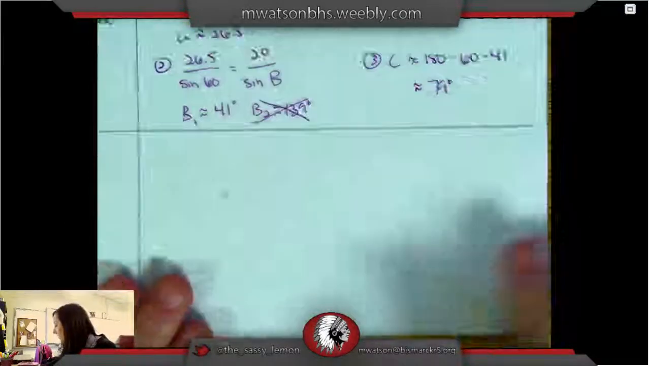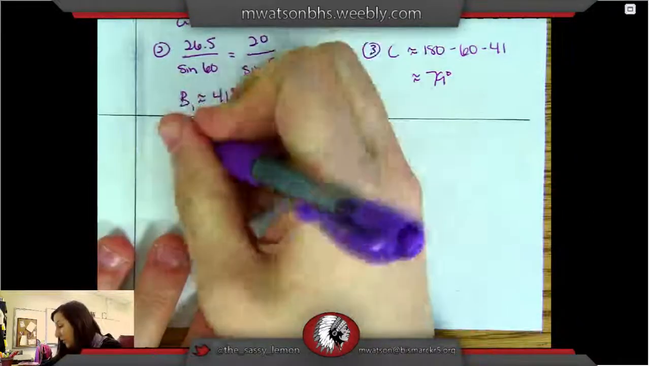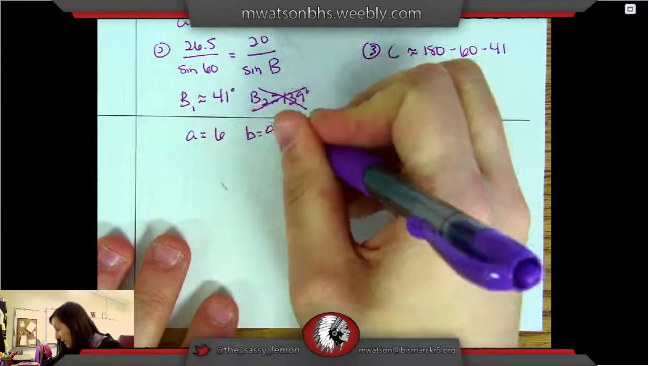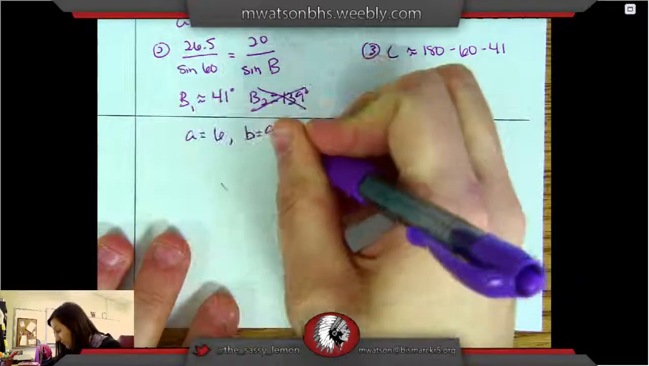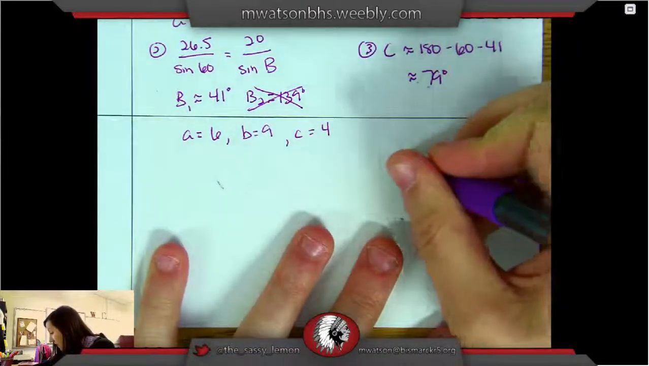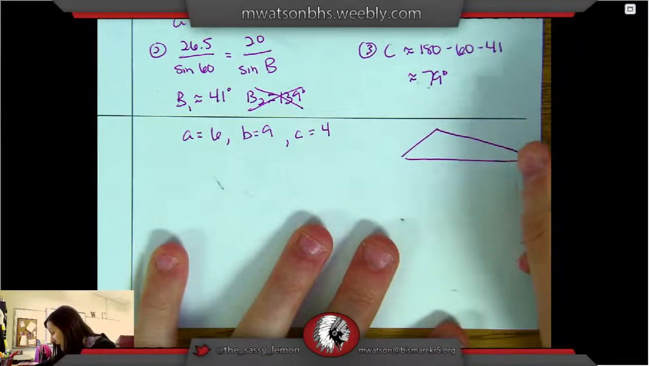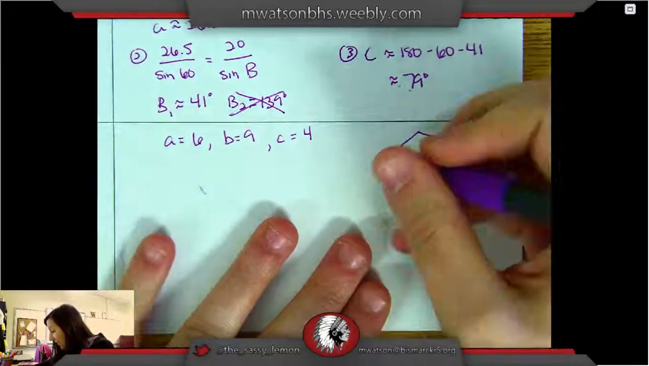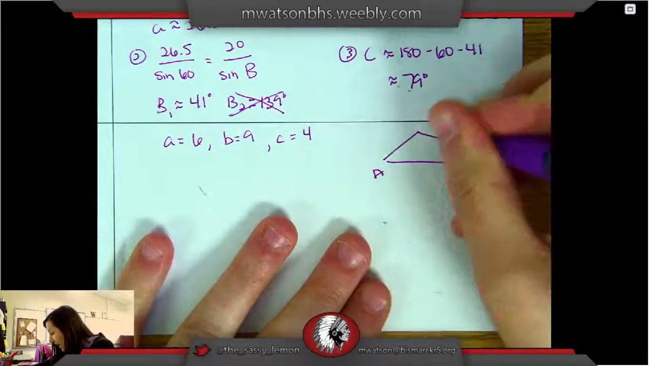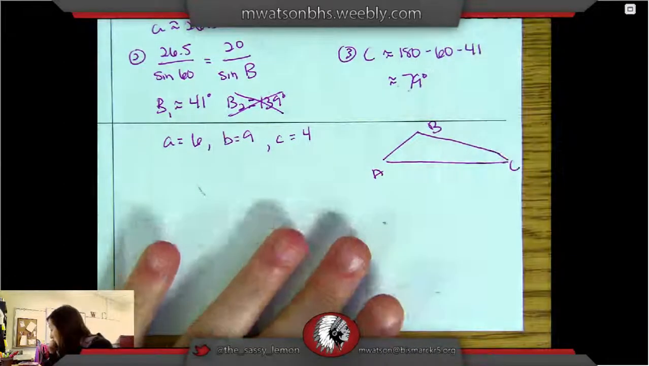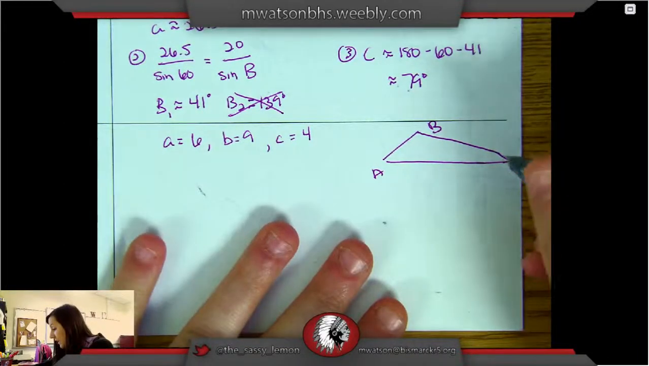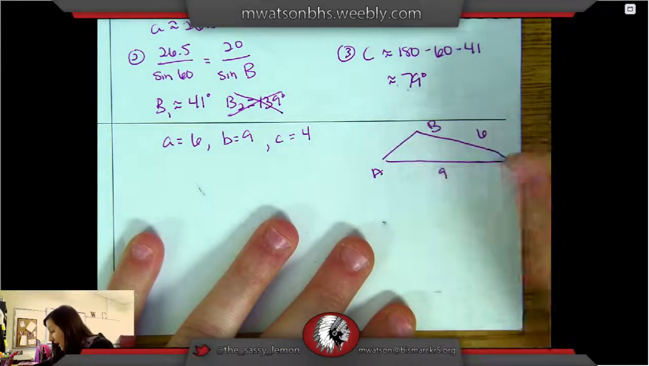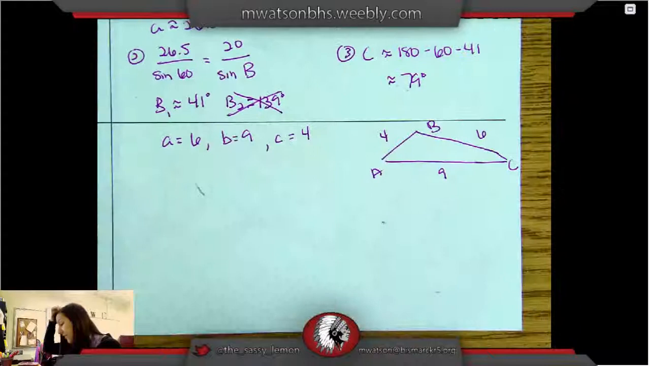So let's see what our problem is going to be. We're going to have three side lengths. A is 6 units, B is 9, and C is 4. So we can sketch out this triangle. I don't know if it's really going to look like that, I just thought I'd draw it fun. So we've got angle A, angle B, and angle C. Across from A is going to be 6 units, across from B is going to be 9, and across from C is going to be 4.